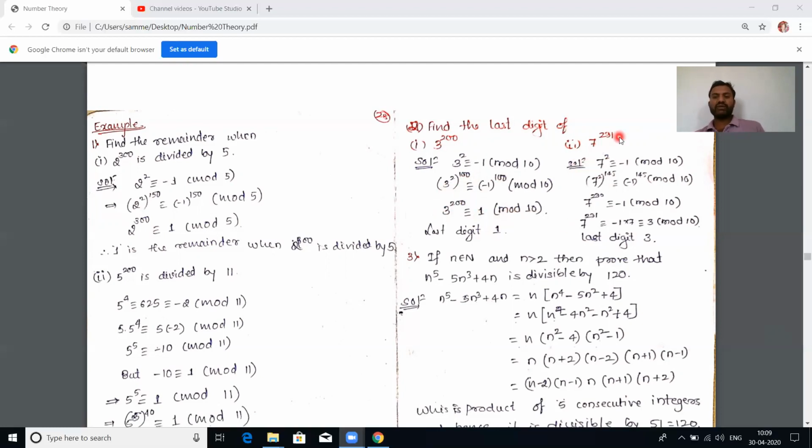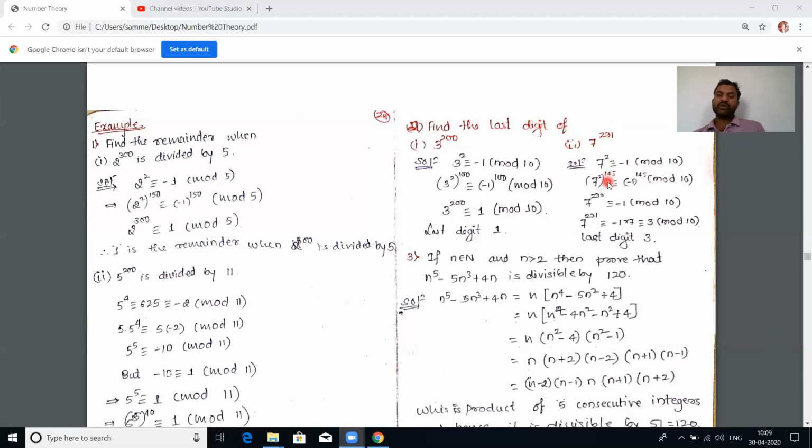7 raised to 291 we need. Next, 7 squared is 7 sevens are 49. 49 is again congruent to minus 1 mod 10. So 7 squared is congruent to minus 1 mod 10. Then we need 291. Then 2 is there.